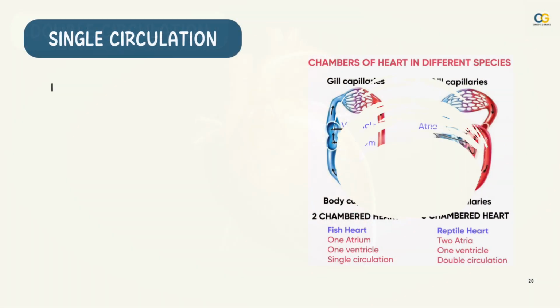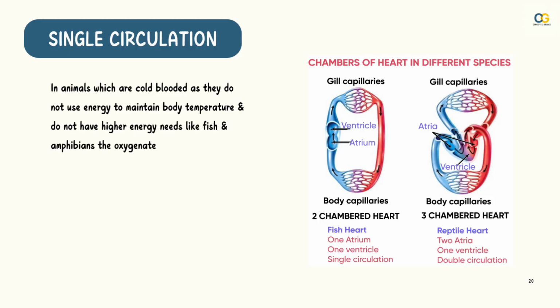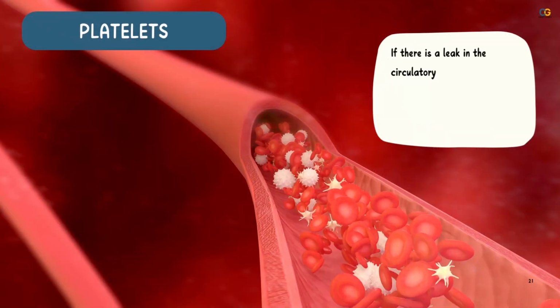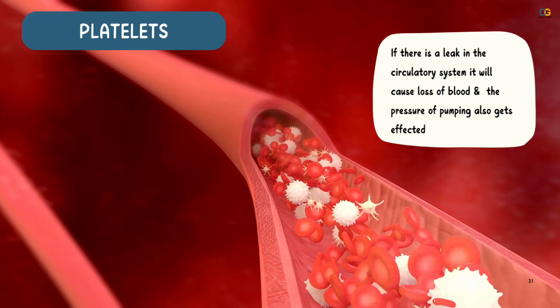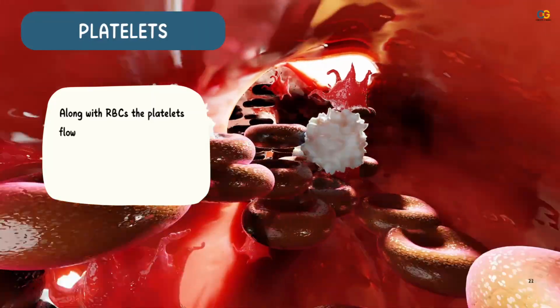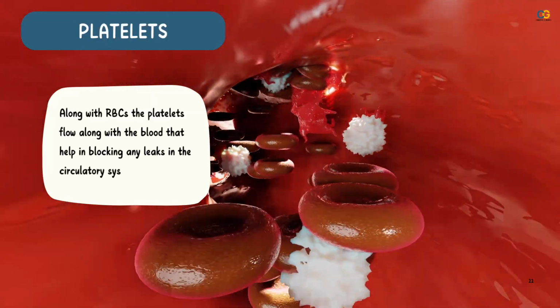In animals which are cold-blooded, as they do not use energy to maintain body temperature and do not have higher needs like fish and amphibians, the oxygenated and deoxygenated blood need not be separated like in mammals or birds. Hence, the blood undergoes single circulation where some mixing of blood is possible. Now, if there is a leak in the circulatory system, it will cause a loss in the blood, and also the pressure of pumping gets affected. So, there are platelets flowing along with the blood that help in blocking any leaks in the circulatory system.